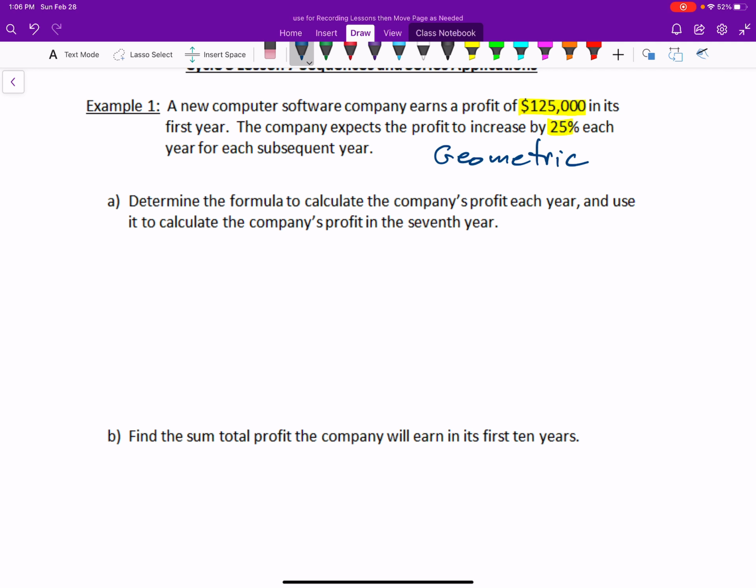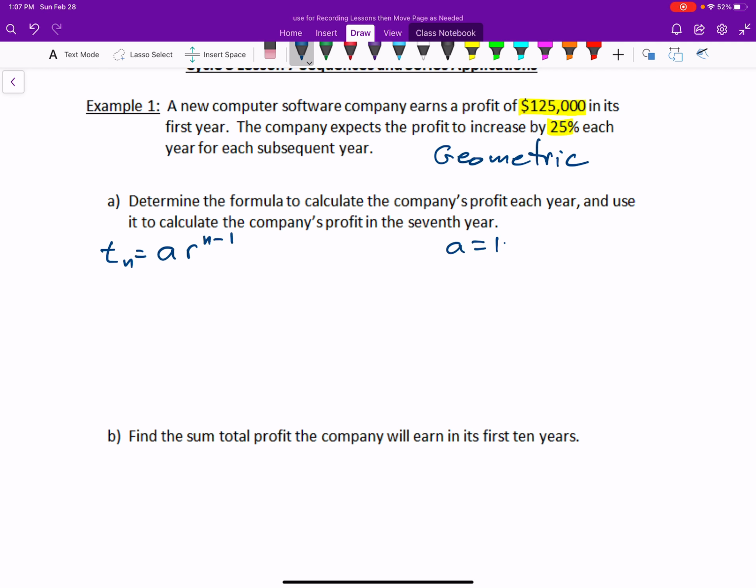Determine the formula to calculate the company's profit each year and use it to determine the company's profit for the seventh year. So the profit each year is going to form a sequence. So it's $125,000 for the first year, and then it's 25% more for the next year, and 25% more again for the next year. And again, geometric. So if you remember, the formula for a geometric sequence was given as T sub n, so term number n, is A times R to the n minus 1, where A is the initial amount, that's $125,000.